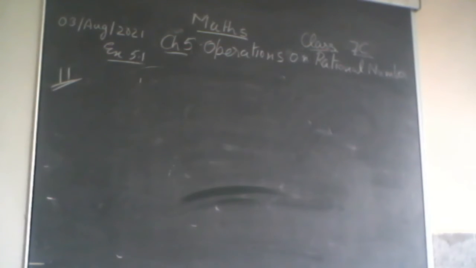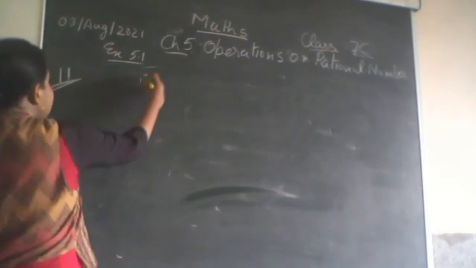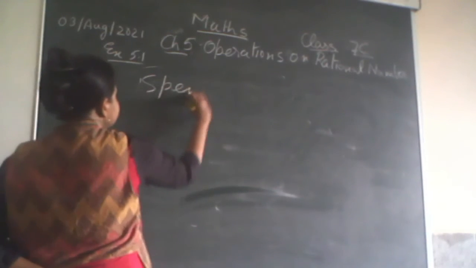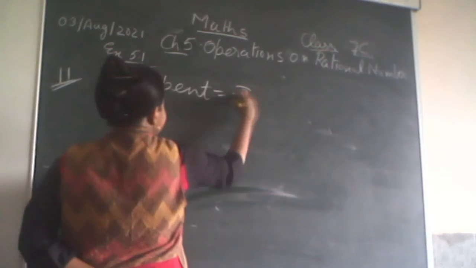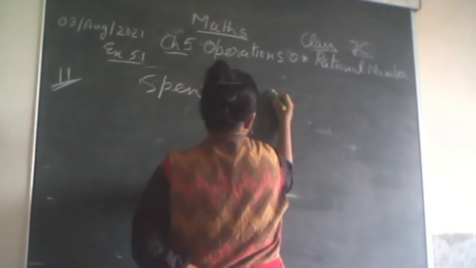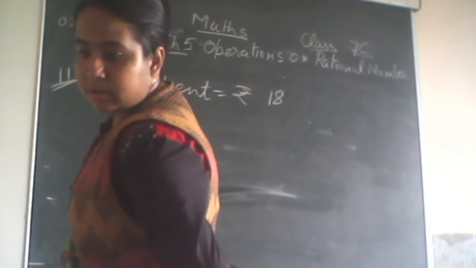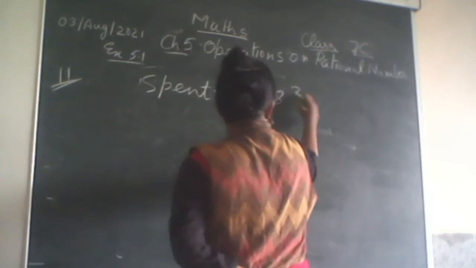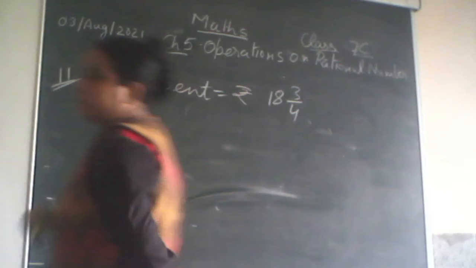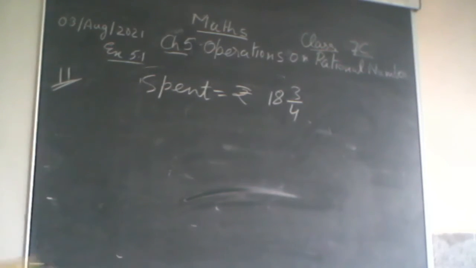So, last question. Sneha spent rupees 18 3 by 4 out of rupees 35 she had. That means how much? Spent. Rupees 18 3 by 4. Am I correct? Yes, ma'am.